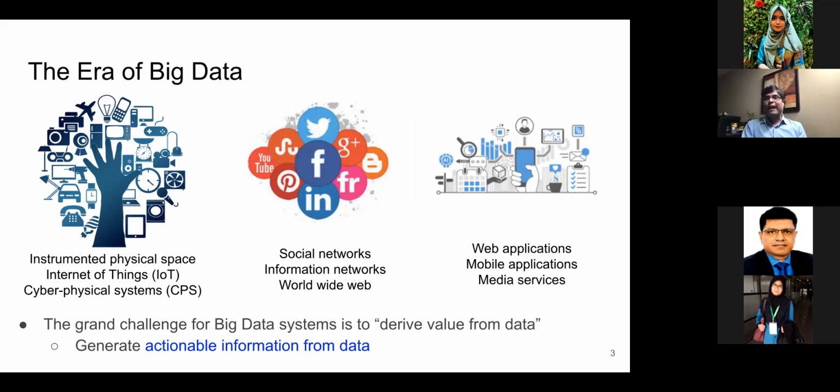Data is a raw fact about things that are happening somehow, and when we aggregate or assimilate data and then process it, of course we produce actionable information out of it that can be acted upon, that can be taken into account by applications depending on the scenarios. So let's take an example.